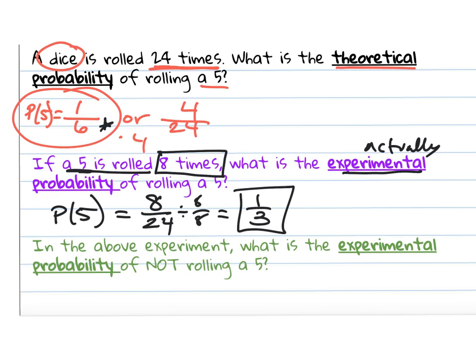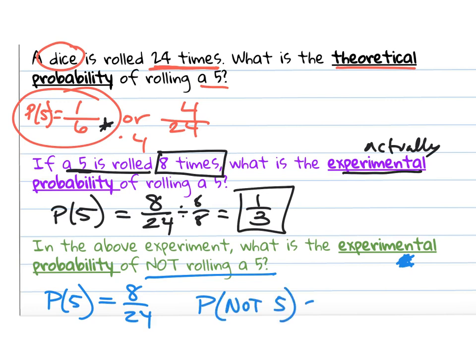expected in my theoretical. In the above experiment, what is the experimental probability of not rolling a 5? So again, this is what actually happened, not what I think is going to happen. So if the probability of getting a 5 was 8 out of the 24 times, the complement to that, not 5, would be the remaining out of the 24. So, right, what is the remaining part? You think, right, 18. How many more of those? So 16 of the 24 is not, which is the same as 2/3.